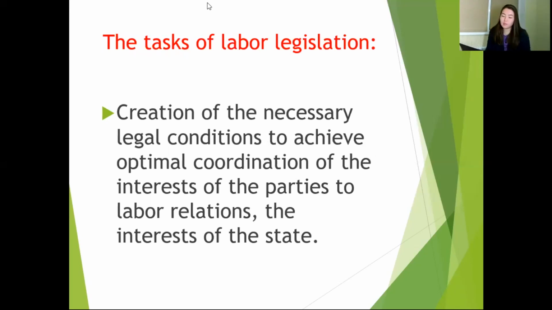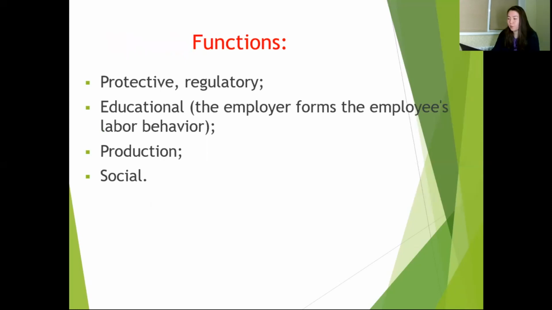Creation of the necessary legal conditions to achieve optimal coordination of the interests of the parties to labor relations and the interests of the state. So, here are the functions of labor law. First, protective and regulatory. And second, educational: the employer forms the employee's labor behavior. Third is production, and the fourth is social.